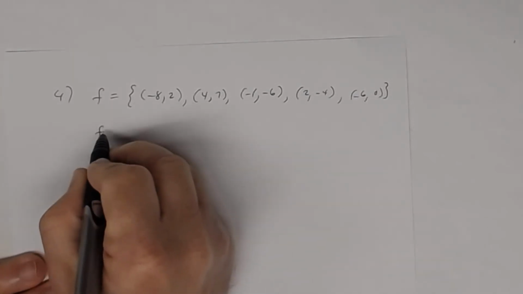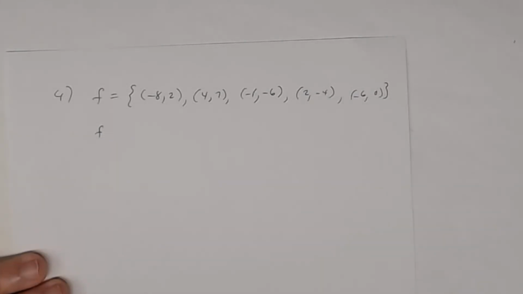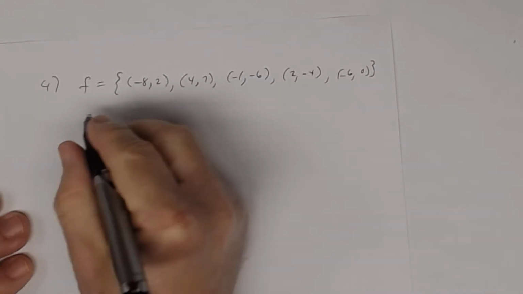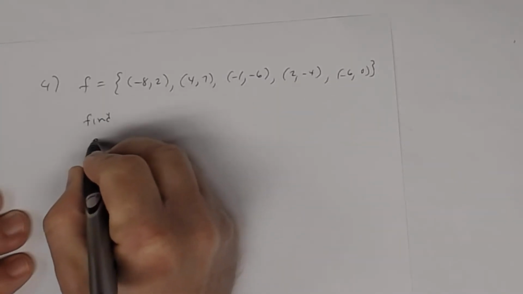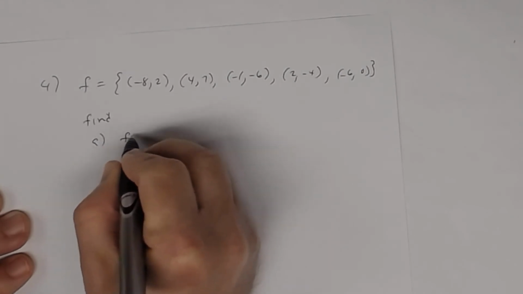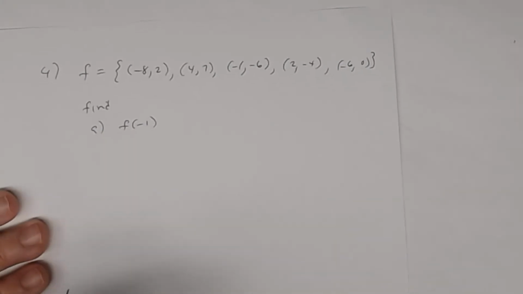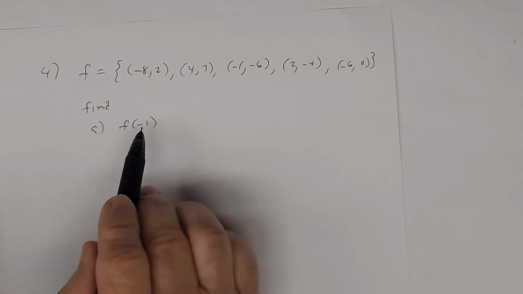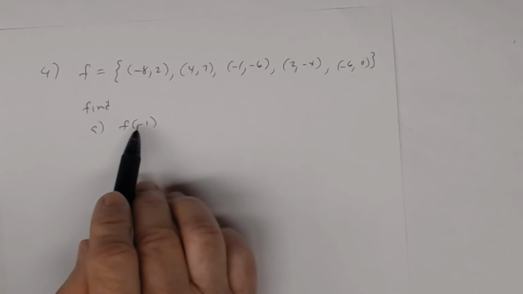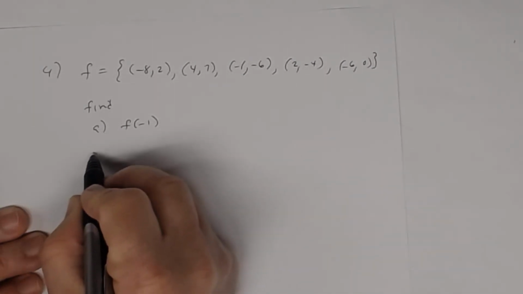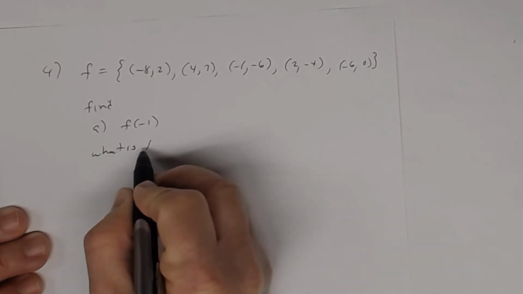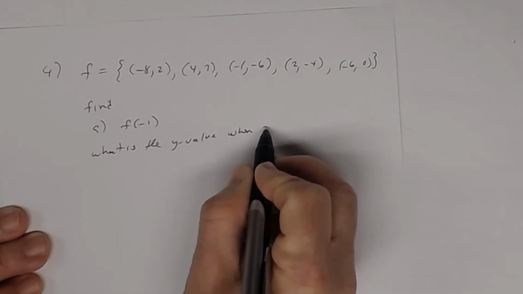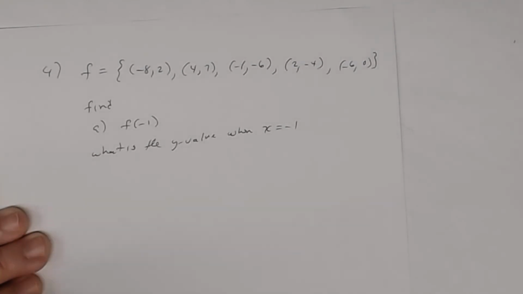And so given a set of ordered pairs rather than an equation here, you want to find that same idea. You want to find, in letter A, you want to find f of negative 1. All right, now this one's easy. Don't make it difficult. It's fairly easy to think about. Remember, f of negative 1, remember what that means. That means, what is the y value? What is the y value when x equals negative 1? That's what that means, right?